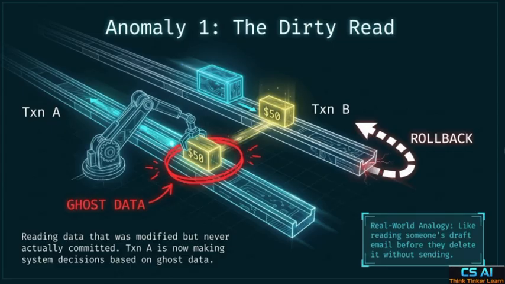Anomaly 1 is the dirty read. This happens when transaction A reads data that was modified by transaction B but hasn't been committed yet. If transaction B then rolls back, transaction A is now making system decisions based on ghost data that technically never existed. A real world analogy is reading someone's draft email before they hit delete, so you are acting on information that was never meant to be official.